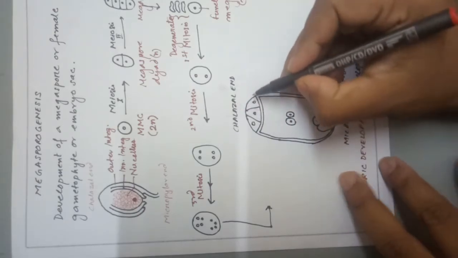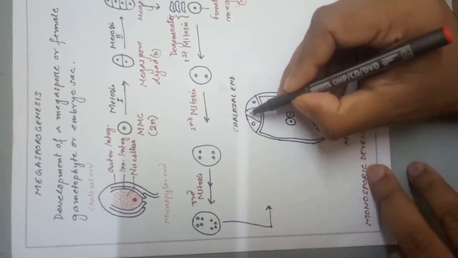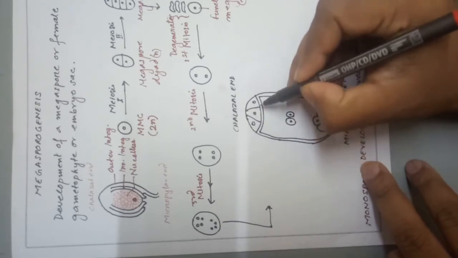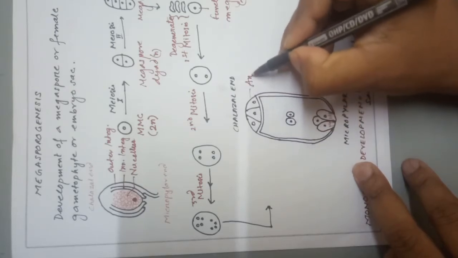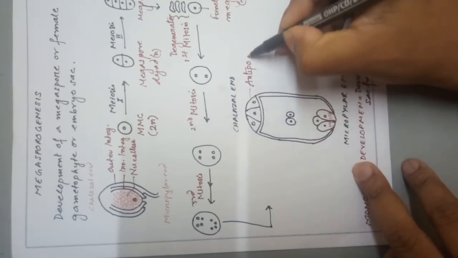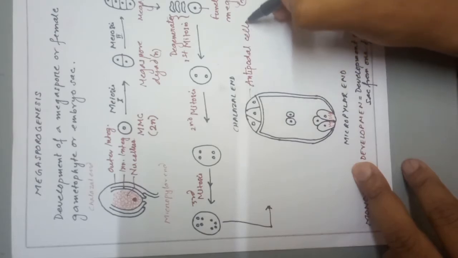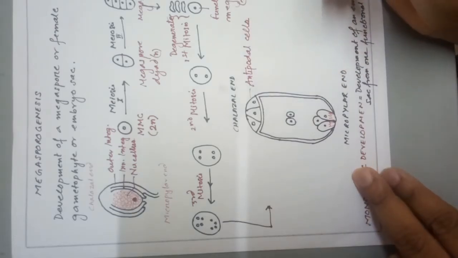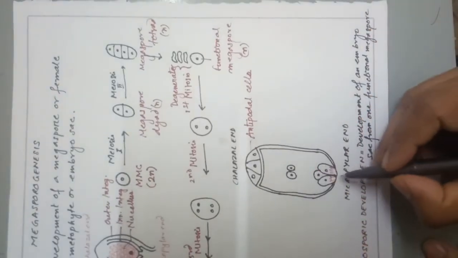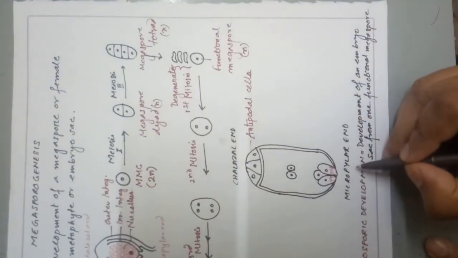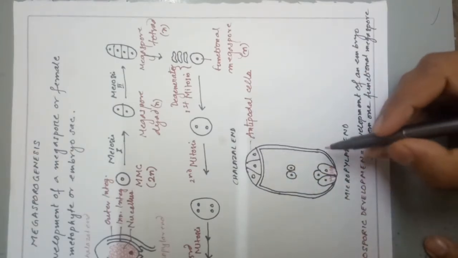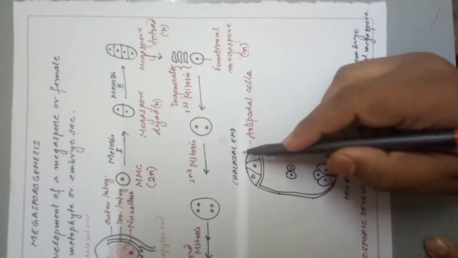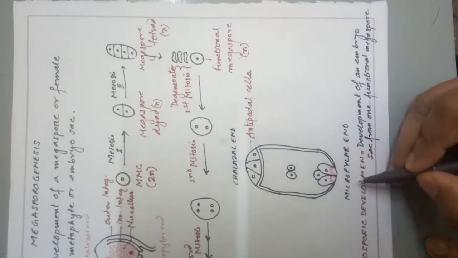These 3 have now become cells, because cell wall formation has occurred. So these 3 cells are known as antipodal cells. Remember, they are known as antipodal cells. Now look at 3 more cells at the micropylar end. You must always label this micropylar end and chalazal end.